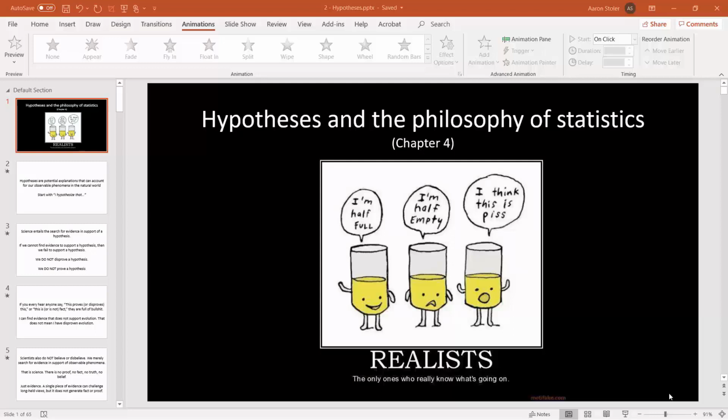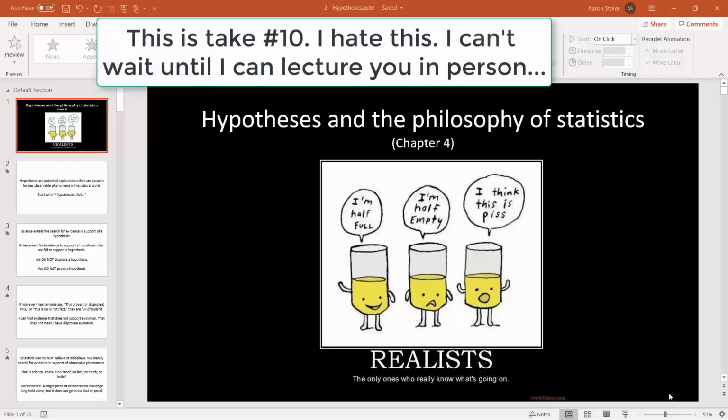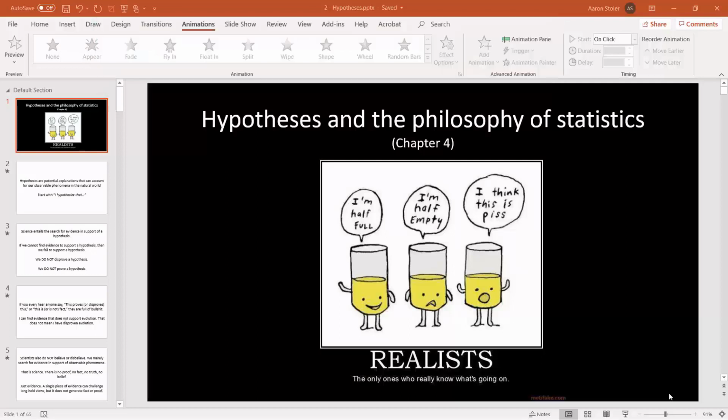All right, guys. In this lecture, we're going to talk about hypotheses, what they are, how we make them, rules about making good hypotheses, and we're also going to talk, at least initially, about the philosophy of statistics. It's really important for you to understand the philosophy of statistics, for you to really appreciate why you're in this course. So let's get started here.